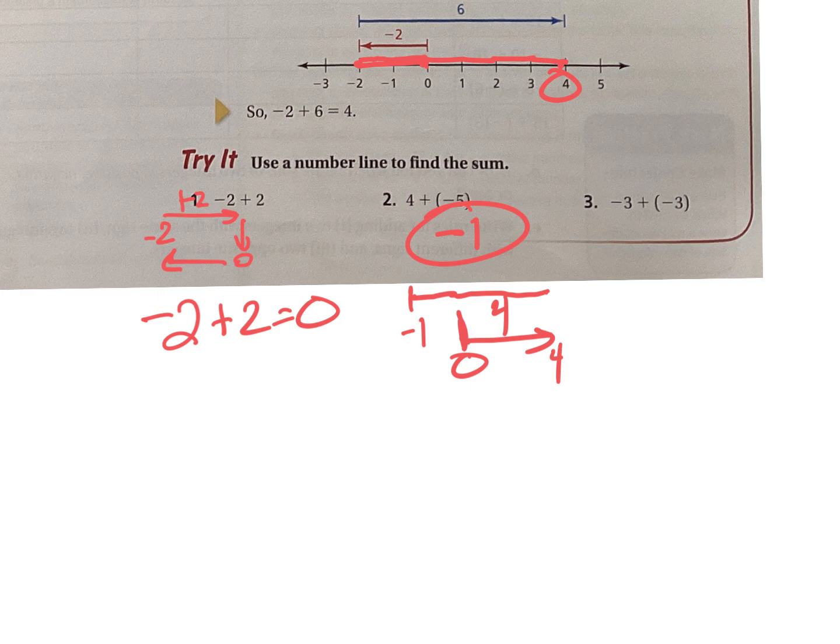Number 3, I have a negative 3 plus a negative 3. I start at 0, and I go down to a negative 3, and then I have to go down 3 more. So negative 3 more takes me to a negative 6. So a negative 3 plus a negative 3 equals a negative 6.